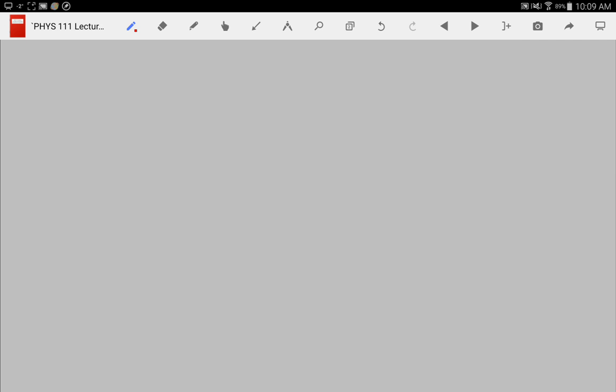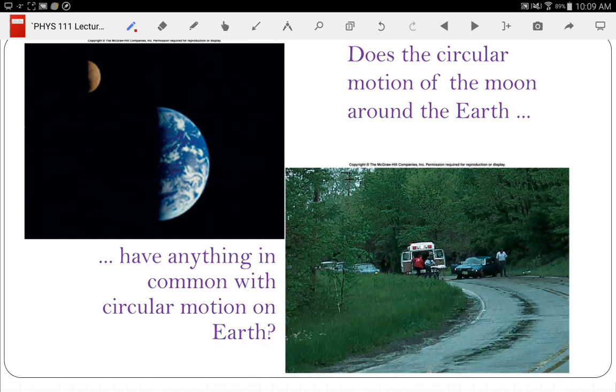All right, now we're going to really go to rotational motion. So we've got the little teaser question. Is there a relationship between how the Earth rotates around the sun and the moon rotates around the Earth and how a car goes around a corner? We don't ask these teaser questions unless the answer is yes. Yes, there is a relationship.